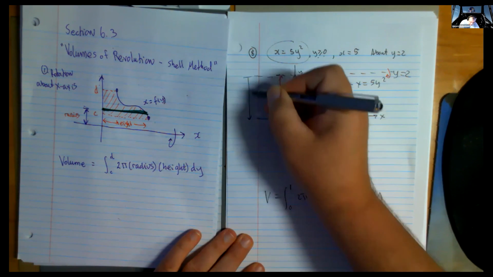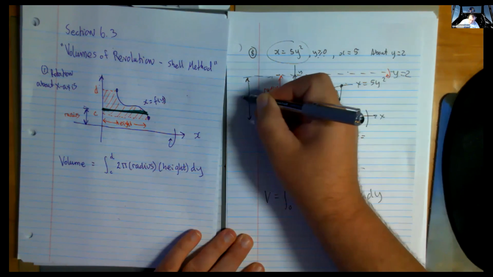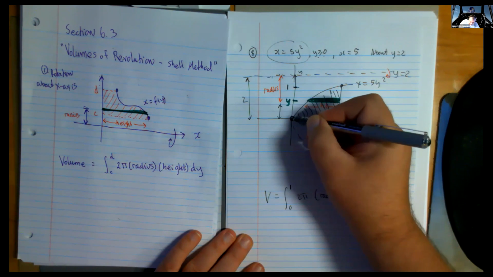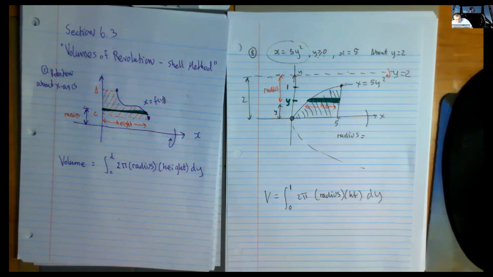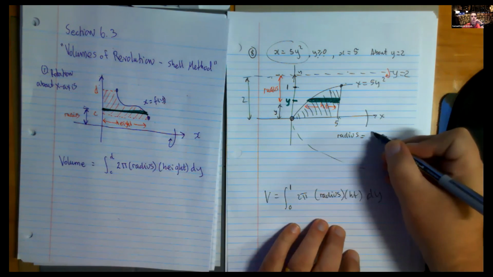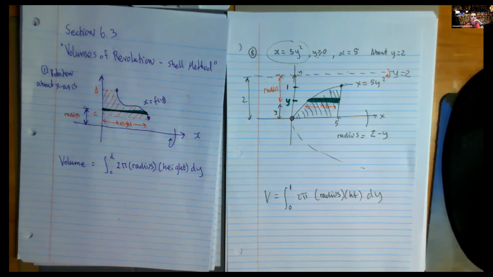To find what that is, would you agree that from there to there is 2? And then from here to here is y. So putting those two together, what's the radius? 2 minus y. So the radius is y if it's rotated about the x-axis, but if you use a line that's parallel to it, the radius is going to be 2 take away y, 2 add y, things like that.